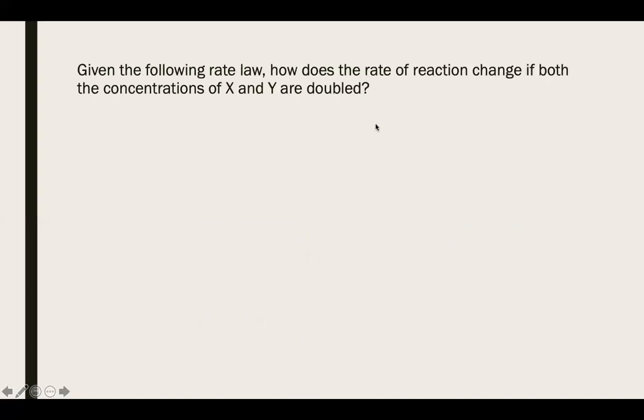Okay, so given the following rate law, how does the rate of the reaction change if both concentrations of X and Y are doubled? When I copied and pasted it in from Canvas, the rate law just didn't copy. But the rate law for this one is rate equals k, sorry, that's a really bad k, I let that get confusing with x's too. You have k, then you have X squared times Y.